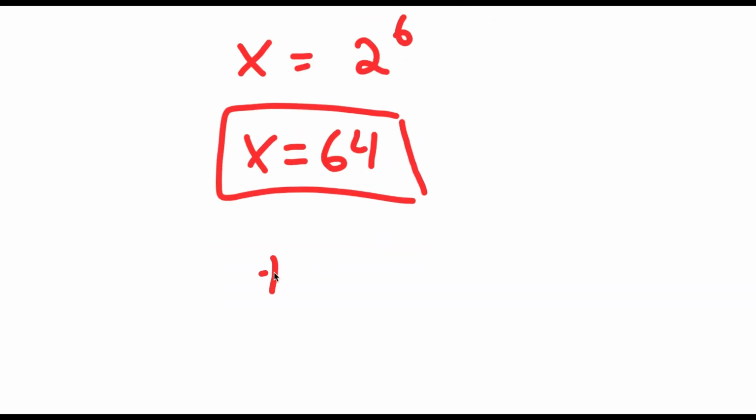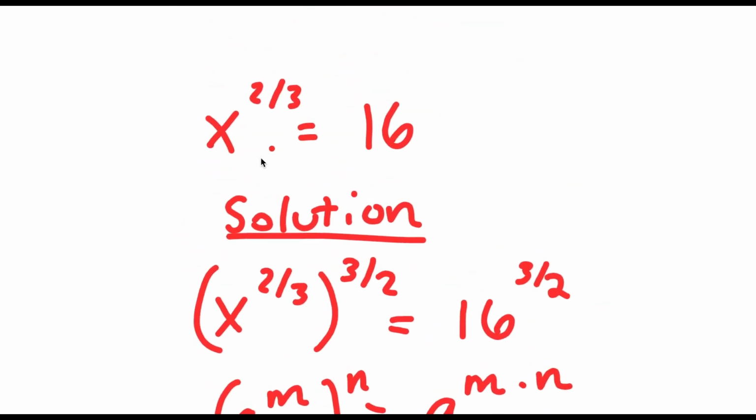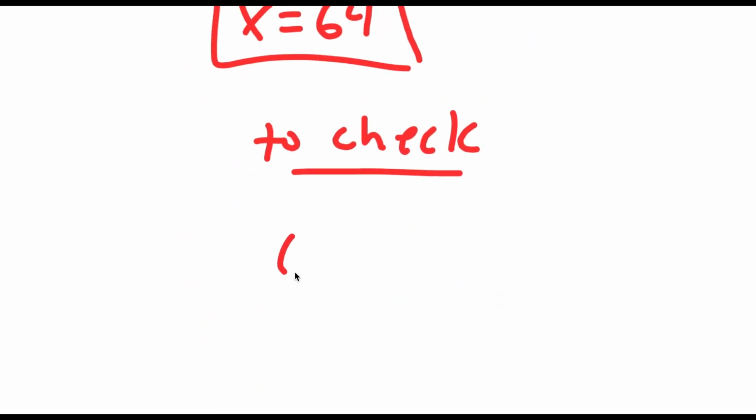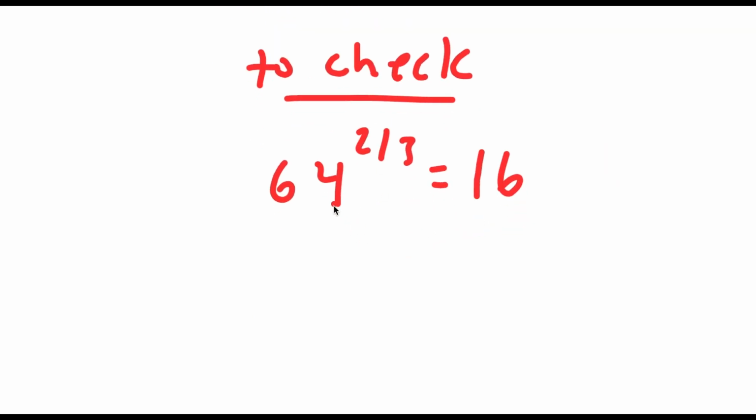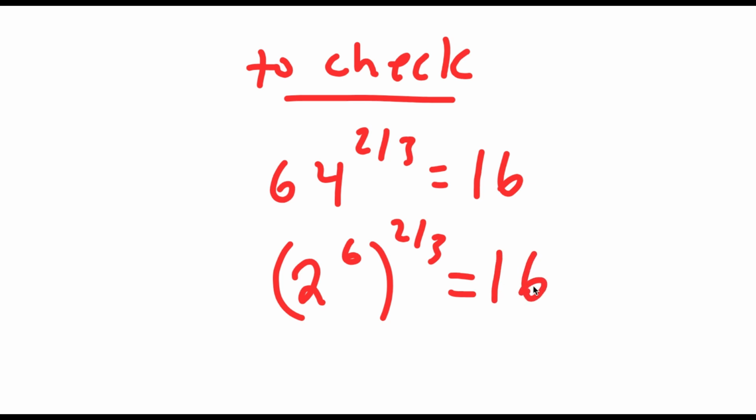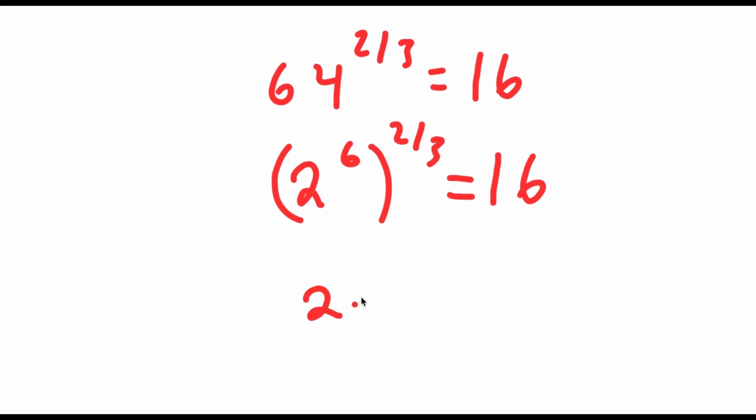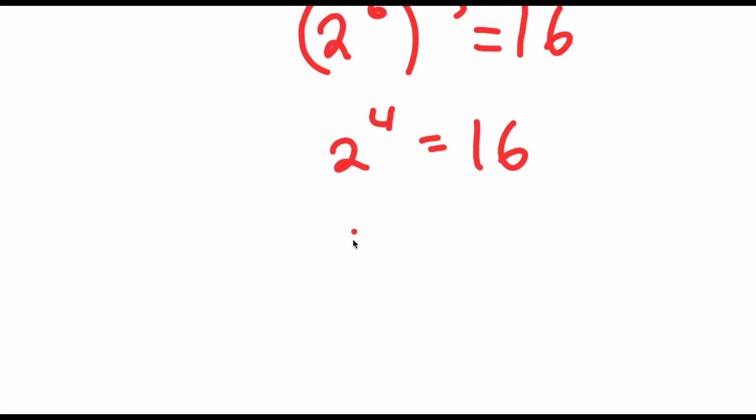So now to check, I had x to the power of 2/3 equals 16. So now I have 64 to the power of 2/3 is equal to 16. And 64 is the same thing as 2 to the power of 6. So I have (2 to the power of 6) to the power of 2/3 is equal to 16, which is the same thing as 2 to the power of 6 times 2/3, which is 4, is equal to 16. And 2 to the power of 4 is 16. So I have 16 is equal to 16, and this is right.